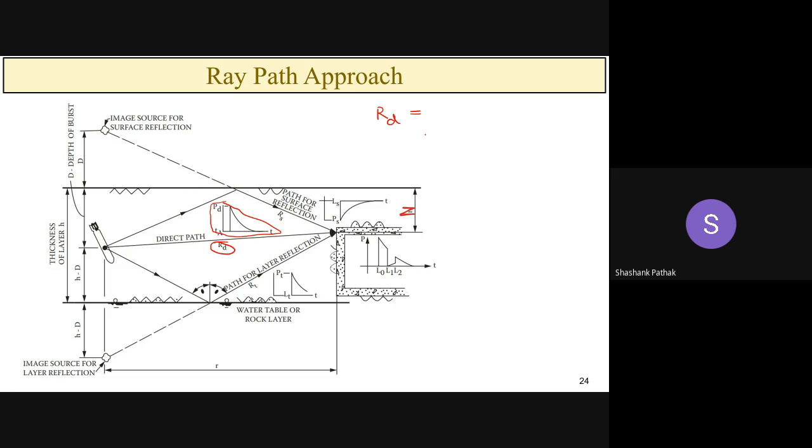Yes, small r, sir. This is equal to... So calculate the length of the direct path. Square root of r square plus d minus z square. Pardon, please, can you repeat again? Under root of r square plus d minus z square. Yes, sir. Who told this answer? Anurag. Very good. This is correct. So this is the direct path.